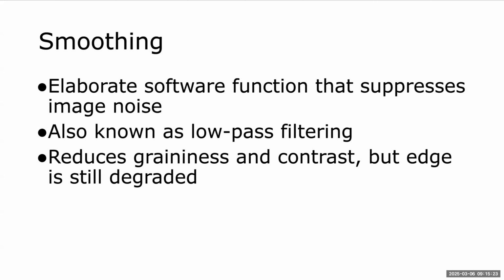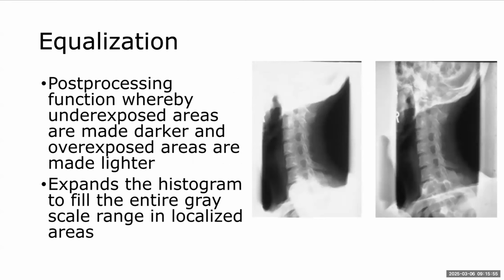Smoothing is another software function. It suppresses image noise. It's known as low pass filtering. It reduces the graininess and contrast, but the edge is still degraded. So I don't really love smoothing. If your image has noise in it, the best thing that you can do is repeat it. If you can see noise in your image on your monitor, the radiologist is going to be able to see it a lot more. So if you're picking up noise on the image, the best thing to do is just go ahead and repeat it.